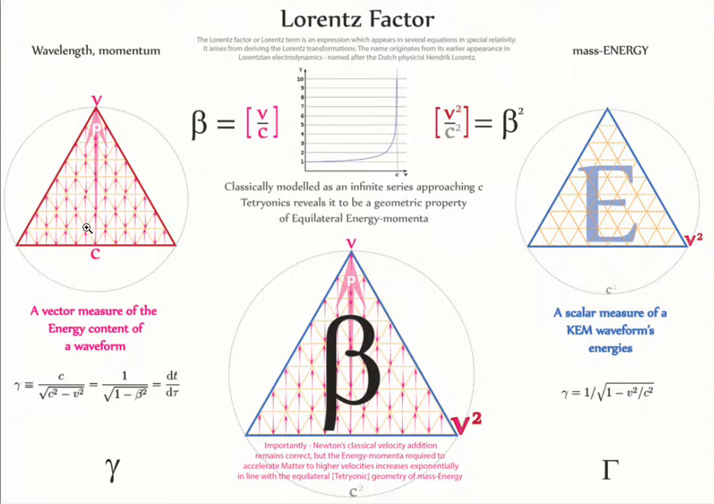As we touched on with the wavelength contraction due to the Lorentz factor, we have both a linear correction, as in the relationship between the velocity that's created by the energy momenta in the field and a speed of c, or the velocity of light, or the natural velocity of energy as Tetryonics refers to it, in a vacuum.